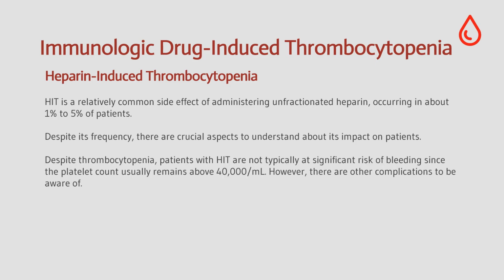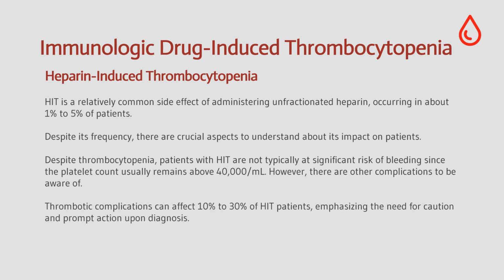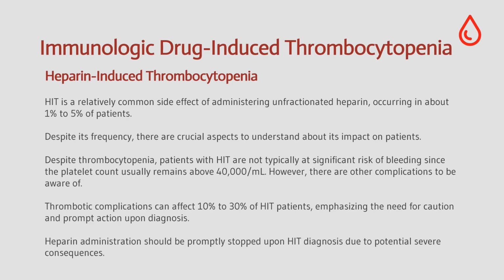Surprisingly, despite thrombocytopenia, patients with HIT are not typically at significant risk of bleeding since the platelet count usually remains above 40,000 per milliliter. However, there are other complications to be aware of. Thrombotic complications can affect 10% to 30% of HIT patients, emphasizing the need for caution and prompt action upon diagnosis. Let's explore why immediate action is crucial.